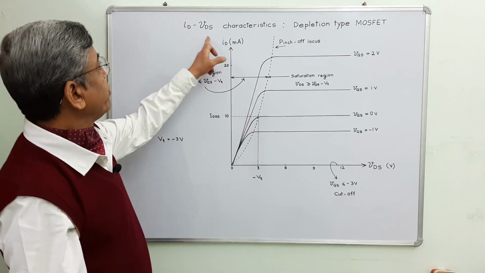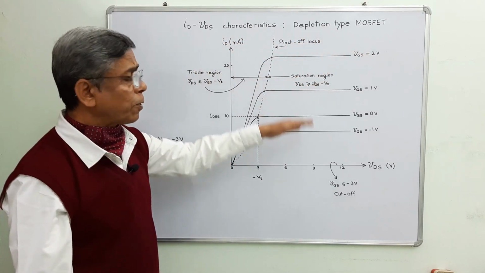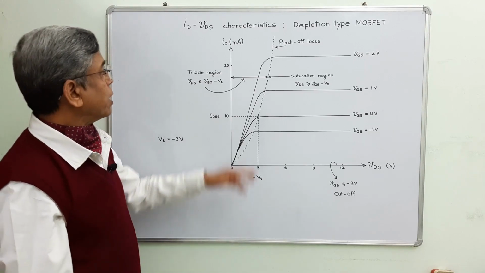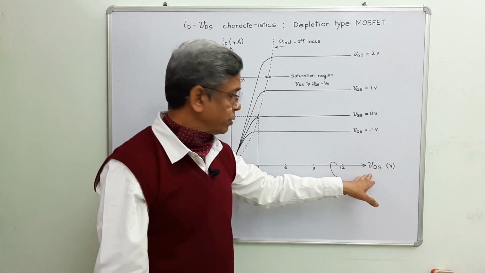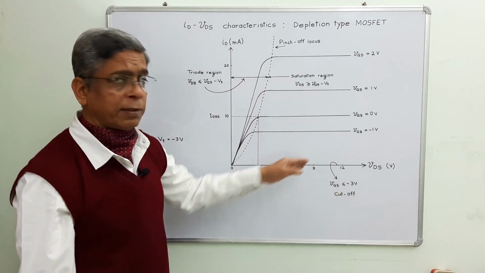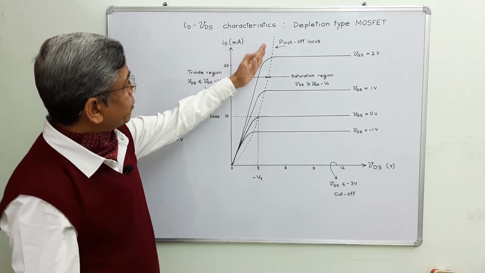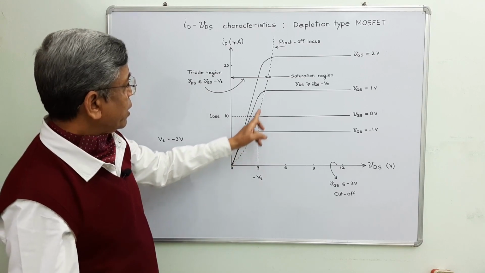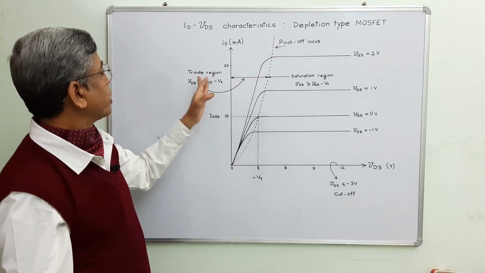This is ID/VDS characteristics for depletion type MOSFET. It is also called output characteristics, and this is drain current in milliampere, and this is potential difference across drain and source in terms of volt. There are three regions in ID/VDS characteristics. This is the first part. On the left side of this pinch off locus, this part is called triode region.